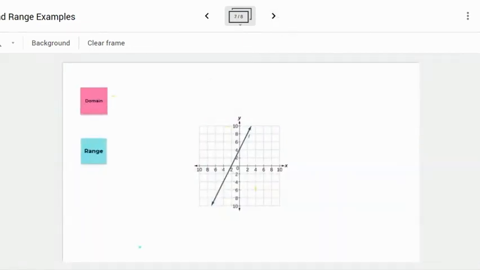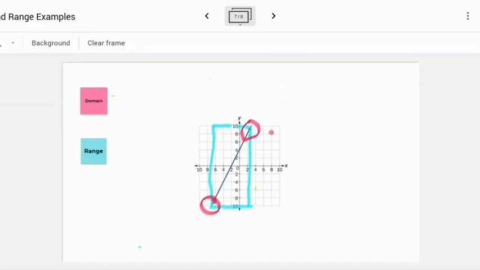Next up, we have a good old line. Oop. Let's undo that and try that one again. Try to draw the smallest possible rectangle a little bit. Good. All right. And for my domain, coming in from the left, I end up hitting an arrow. That means it's going to continue on forever and ever. No restrictions there. Domain coming in from the right, going to hit that arrow.